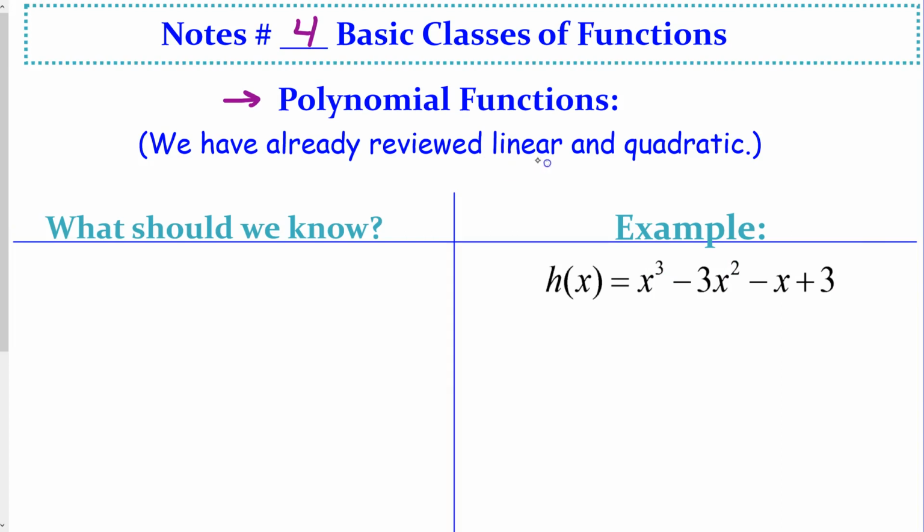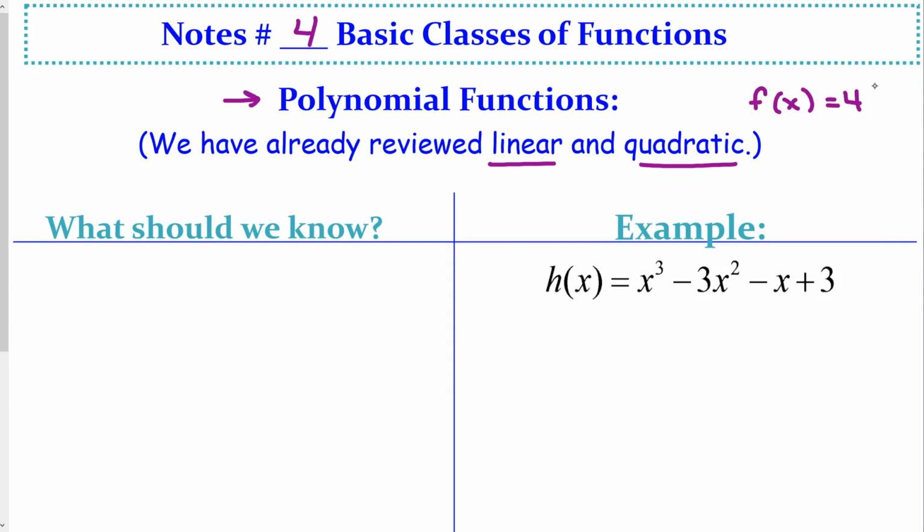Linear functions are polynomials, and quadratic functions are also polynomials, but we already reviewed those a day or so ago, so we're not going to talk about those right now. Also, constants would be polynomials, like if you had f of x equals 4, that's a constant. That would also be in the same category. Okay, so we're going to look at the example h of x equals x cubed minus 3x squared minus x plus 3. That's a cubic polynomial function.